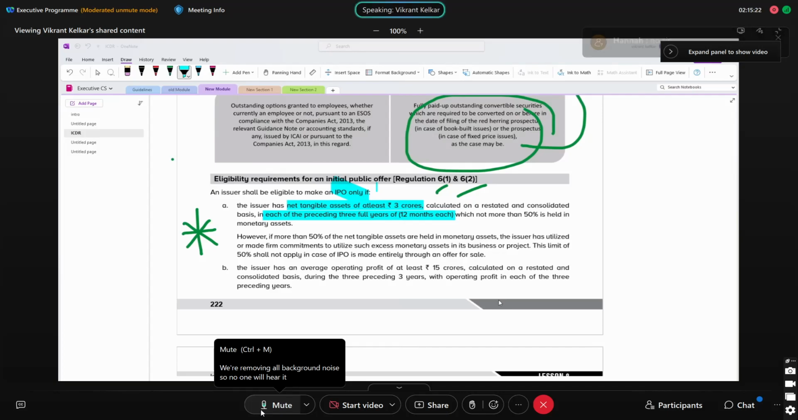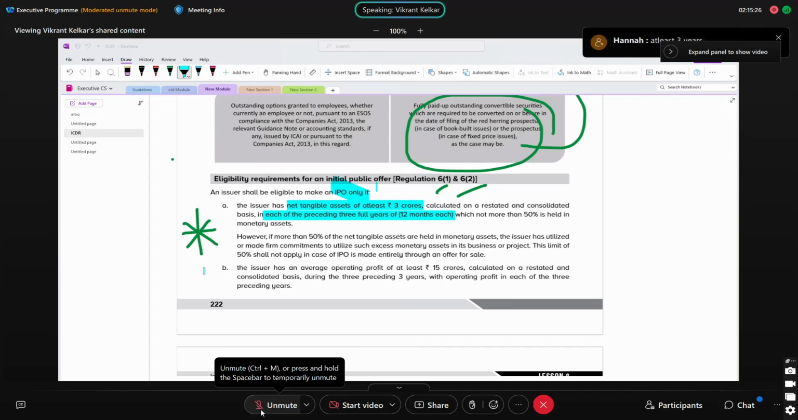No, no. What I'm asking, she has started her business in last year. What condition says for each of the preceding 3 full years, she should have assets worth rupees 3 crore. So what is the precondition? That company should be in existence for at least 36 months. Are you getting the point?